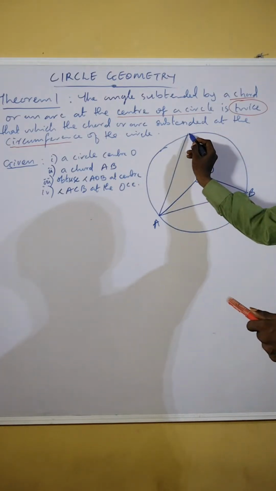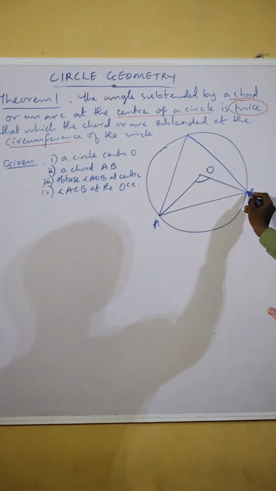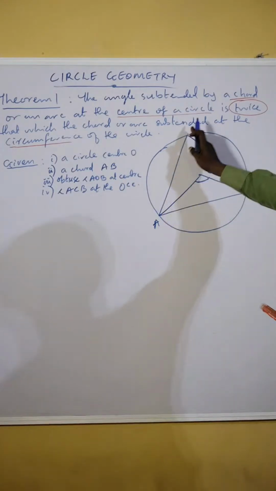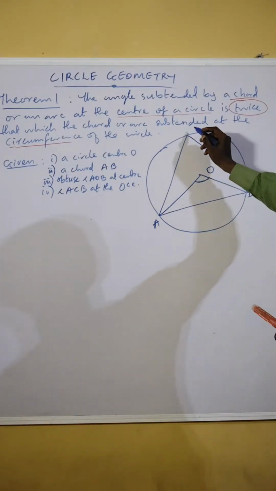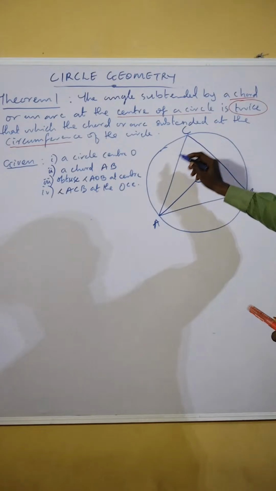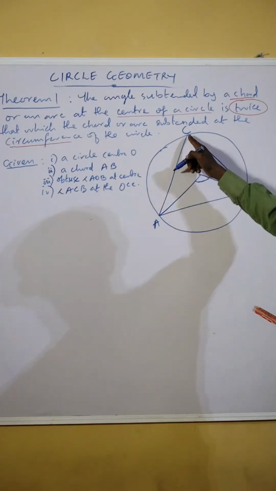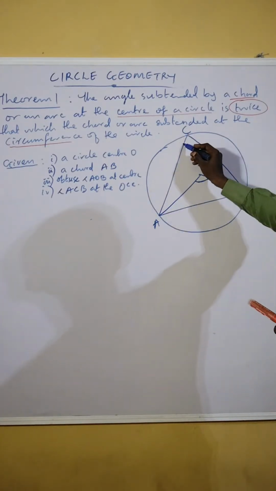So we can join it back to this point B so that it is formed by this chord AB, and we label this as C. So we have therefore angle ACB at the circumference.